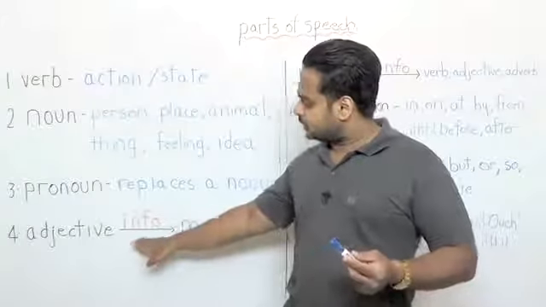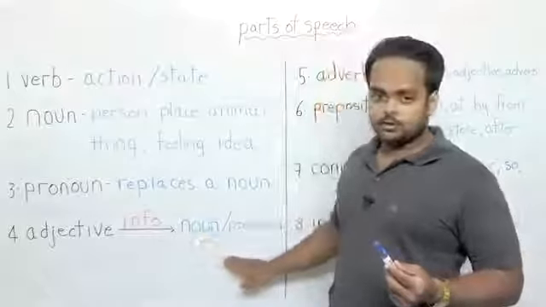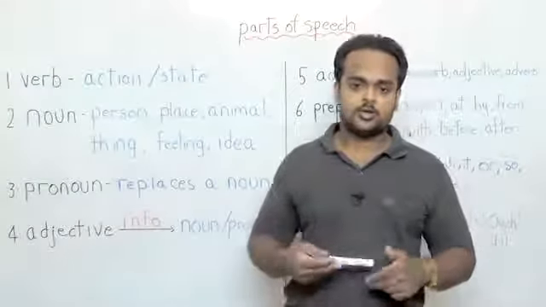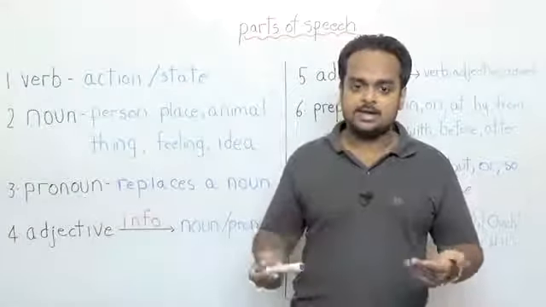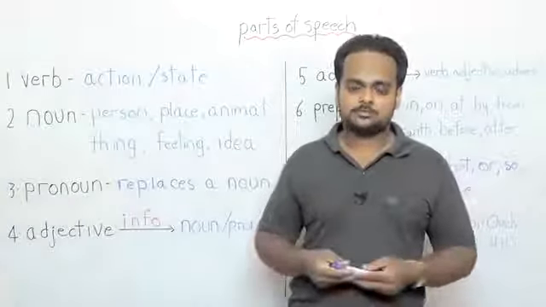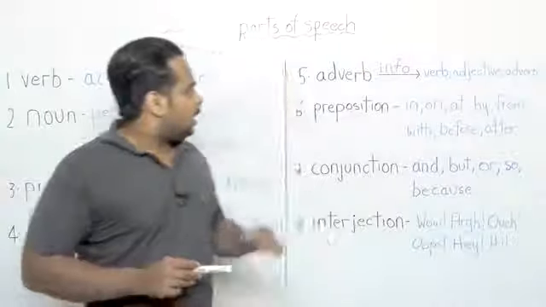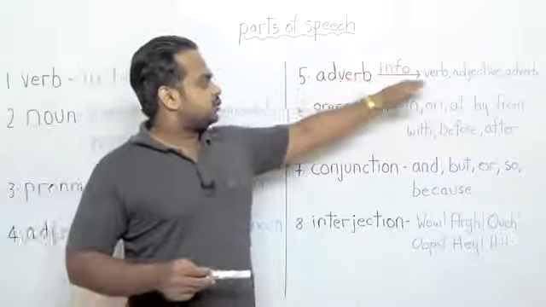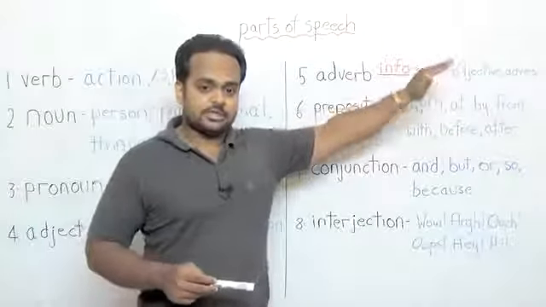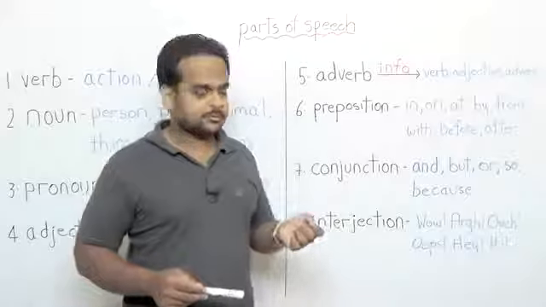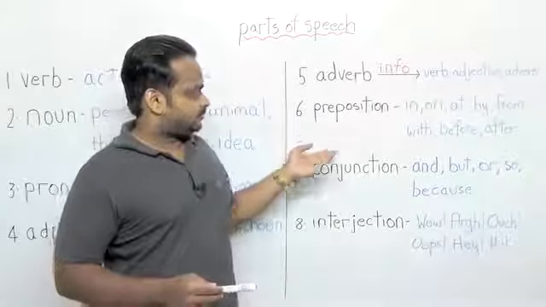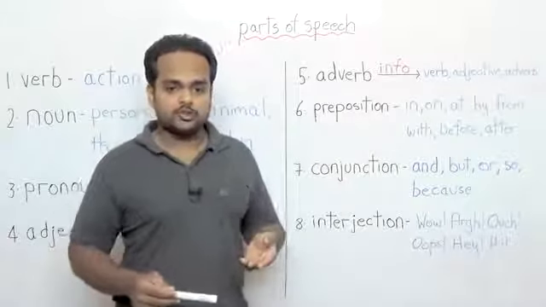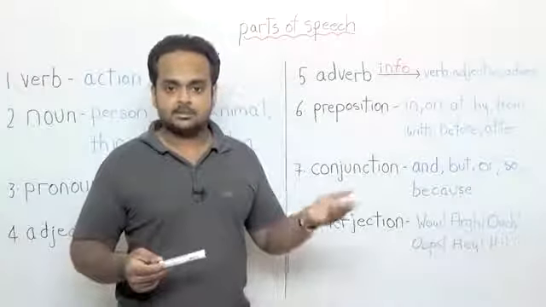Adjectives are words that give us information about nouns or pronouns, and they answer questions like what kind, how many, what color, what size, etc. Adverbs give us information about verbs or adjectives or even other adverbs. Prepositions are words that help us to show relationships in time, place, or position.